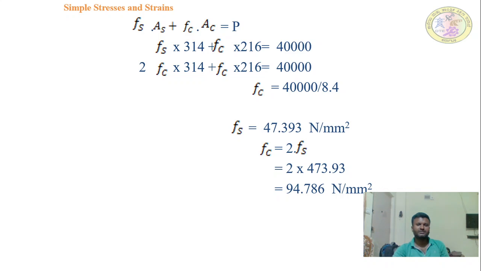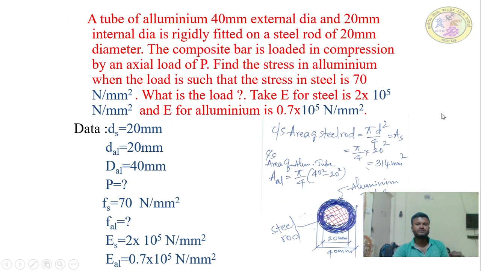Fc is equal to 4000 divided by 8.4. And Fs is equal to 7.393 newton per mm square. Fc is equal to 2 into Fs is equal to 94.786 newton per mm square. Okay, understand this. Next, one more problem we have.